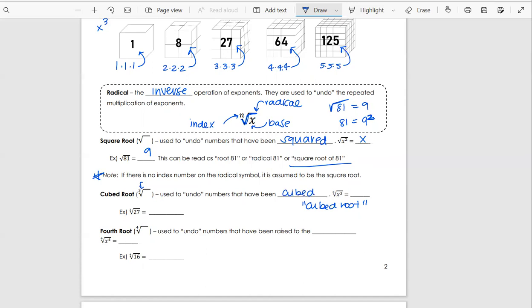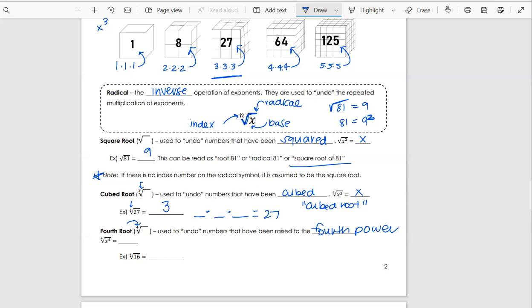And so here's our property. The cube root of x cubed is x. Notice it cancels out. And then here's an example, the cube root of 27. So we have to think about what number times itself 3 times, and I picked 3 times because of the index, will give me 27. And we just did that one up here. That one's going to be 3. Okay, and then lastly, all we're going to talk about in Algebra 1 in terms of the radicals will go up to 4th root. Notice my index is a 4, used to undo numbers that have been raised to the 4th power.